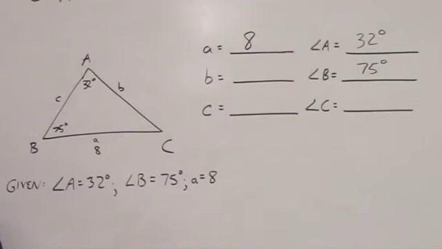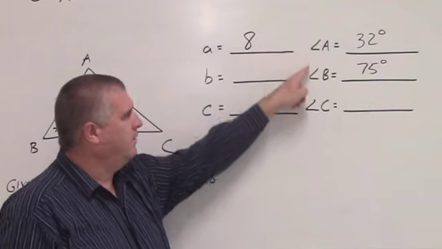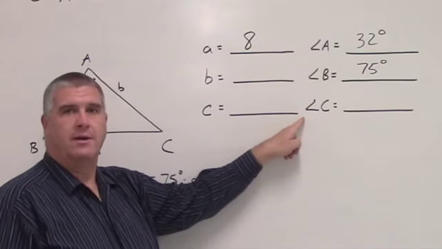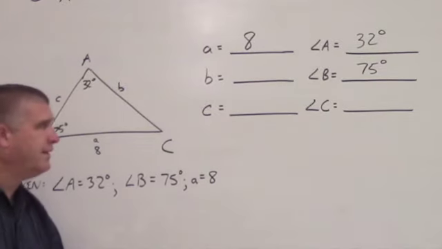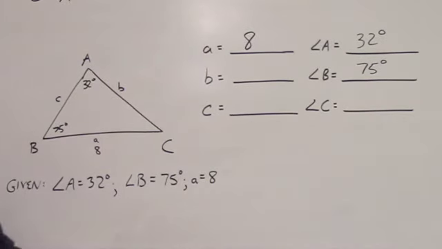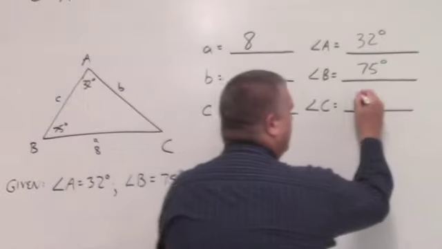So I want to find the parts that are easiest to find first. I could use the law of sines right off the bat, but I'm not going to, because right now what I notice is I have an angle, an angle, and I have another angle. So I can use the triangle angle sum theorem to figure out what that missing angle is. And when I put that together, I get 180 minus 75 minus 32, and that gives me 73 degrees.